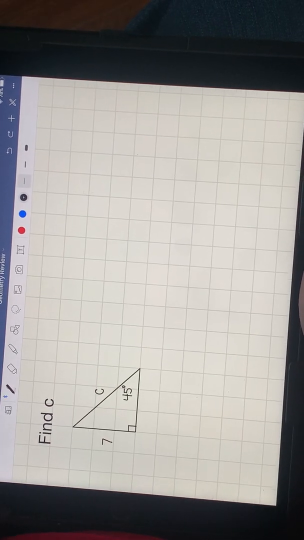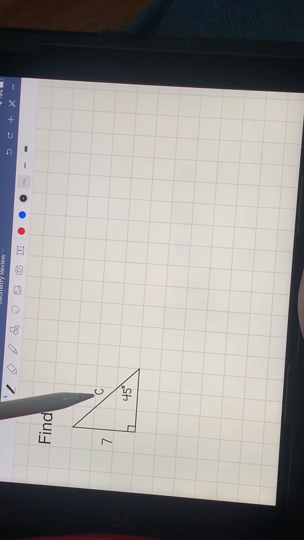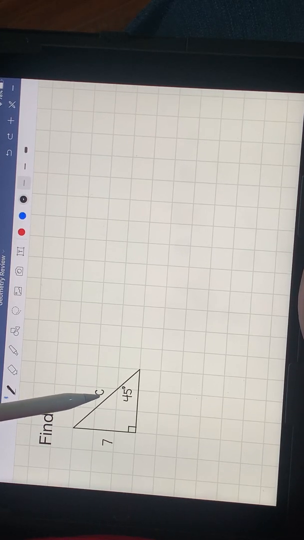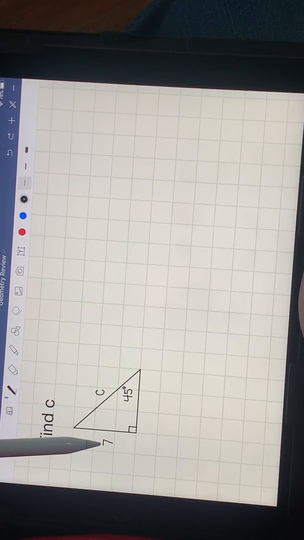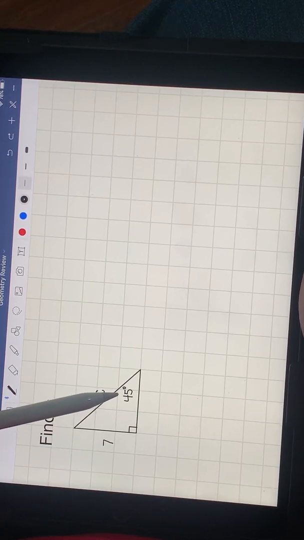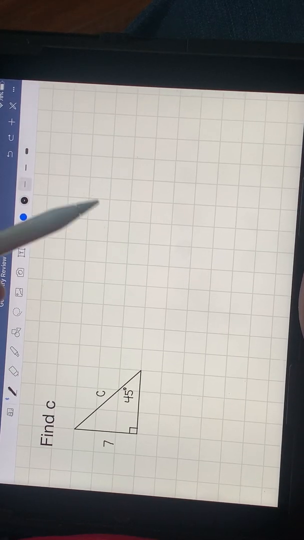Good afternoon. Today in Geometry Review, we're going to see how we can find the value of the hypotenuse C using as reference the opposite leg of 7 and an interior angle of 45. There are two forms in which I can solve this.